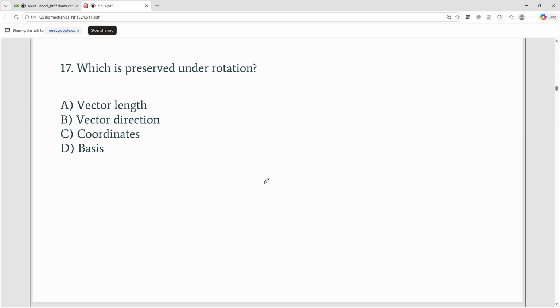Next question, which is preserved under rotation? Options are option A, vector length, option B, vector direction, option C, coordinates, option D, basis.